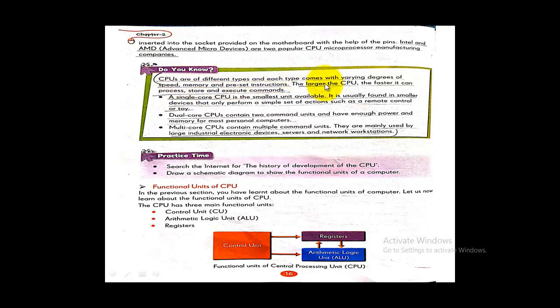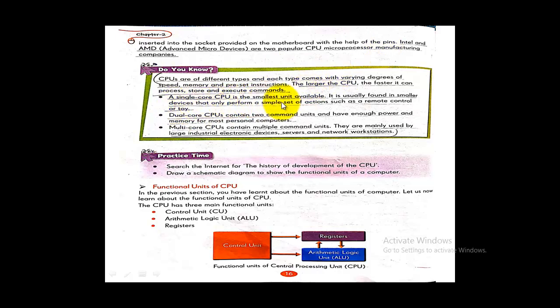Now, do you know CPUs are of different types? Each type comes with varying degrees of speed, memory, and preset instructions. The larger the CPU, the faster it can process, store, and execute commands, so you can get the result very quickly. And it will be costlier also.